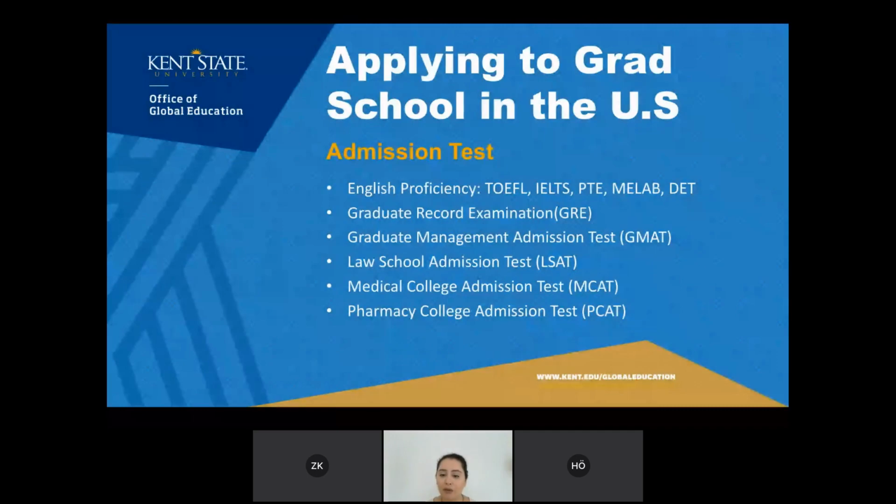So if you're applying for law school in the US, you will need the LSAT, the Law School Admission Test. If you're applying for medical school in the US, you will need the Medical College Admission Test, or MCAT. And of course, pharmacy college also has a pharmacy college admission test. These law school, medical school, and pharmacy programs are called professional degrees, and that's usually why you have to have a qualifying exam for these.